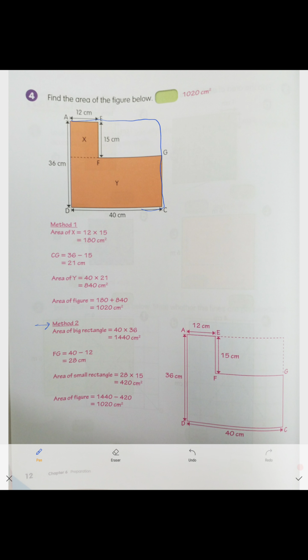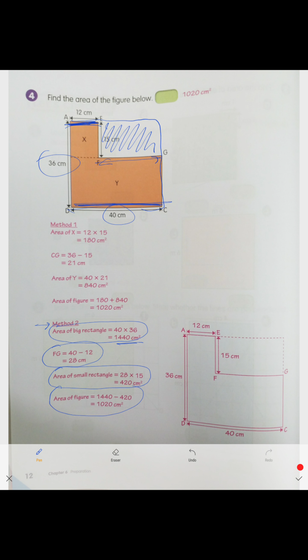Method number two, the area of the big rectangle is calculated as 40 by 36. And then they find the sides. FG, they call it FG, so this thing, they find it, 40 minus 12. And then they calculate the cutout, the small rectangle. And the area of the figure is the big rectangle minus the small rectangle, same thing. Okay, gonna clean it up.